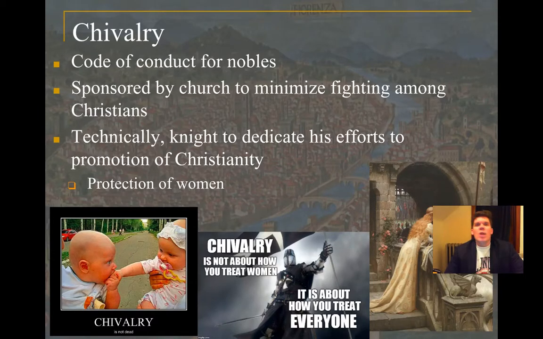So one way that was sort of subsided was this growing notion of chivalry, which was this code of conduct for nobles, especially knights. But it was sponsored by the church to sort of minimize fighting among Christians. It was this idea that we are a Christian area, so we shouldn't fight each other because Jesus didn't fight people. That's not the Christian thing to do. Technically, chivalry is a knight's dedication of his efforts to the promotion of Christianity, but it got extended to things like protecting women, protecting the weak and innocent, basically being more like a superhero than just a bloodthirsty, murderous war machine, which a lot of knights were back then.